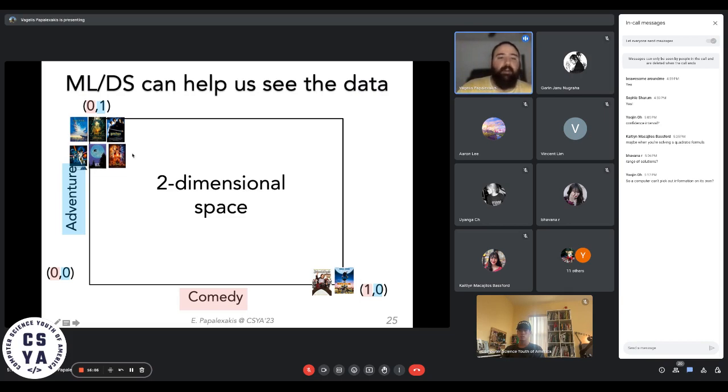I'm not arguing that there's no adventure in the Minion movie or whatever, right? But for the sake of argument, this is how those movies would fall into that space that was discovered by the machine learning algorithm. And why is this useful? Because now we can use that space to find movies that I would like, right? Maybe there's some new movie that I have not seen, for which we know where it falls in this space. And then we can find how good of a match it is for me, right?